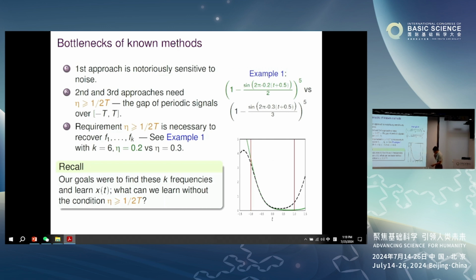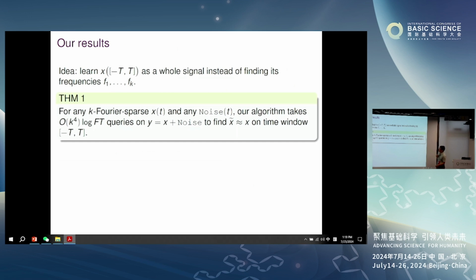So our intuition is, while we are unable to recover those frequencies exactly, we can still learn the signal as a whole signal. So that's basically our point. We will not recover those frequencies accurately, but we will learn the frequency as a whole. So this is our main theorem.